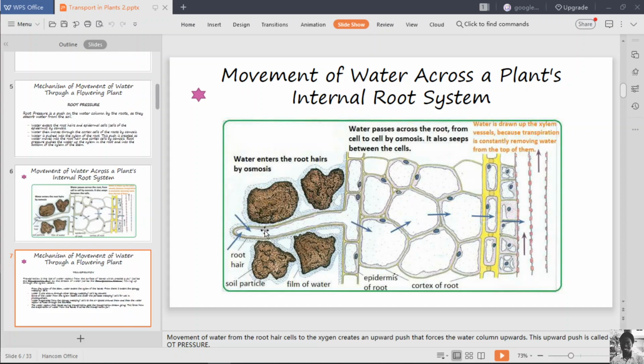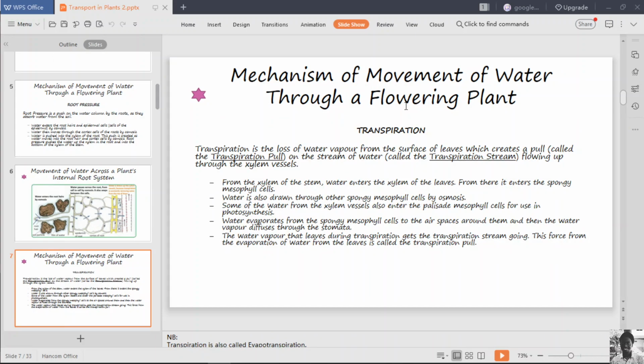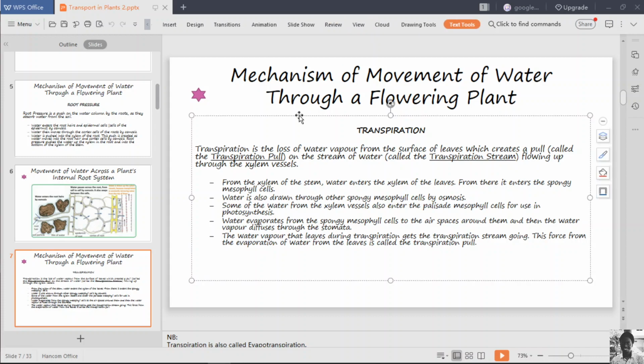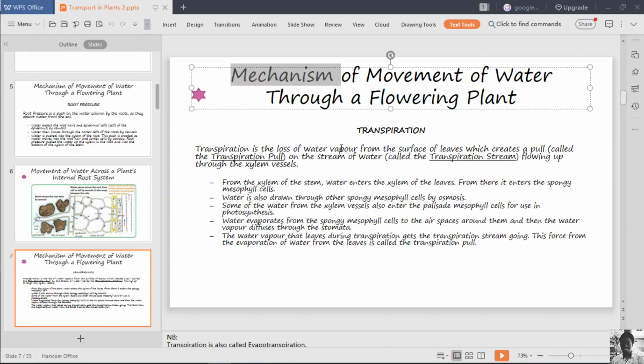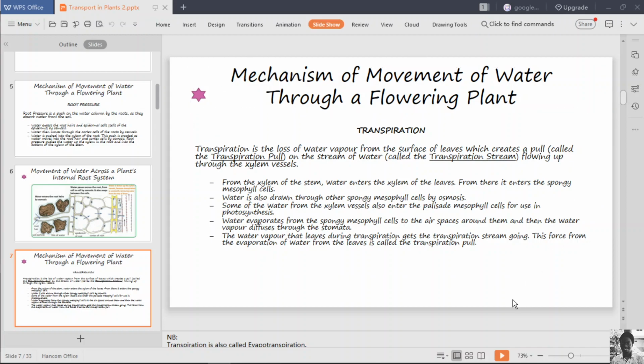So that's why we need the next mechanism of movement of water through a flowering plant, called transpiration, or evapotranspiration. Transpiration is a loss of water vapor from the surface of leaves, which creates a pull on the stream of water, called the transpiration stream, flowing up through the xylem vessels.